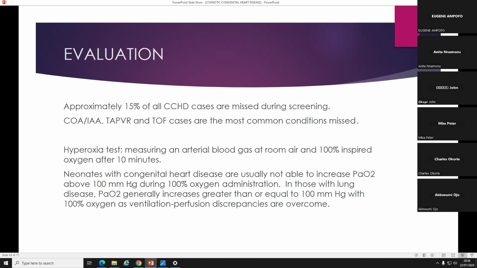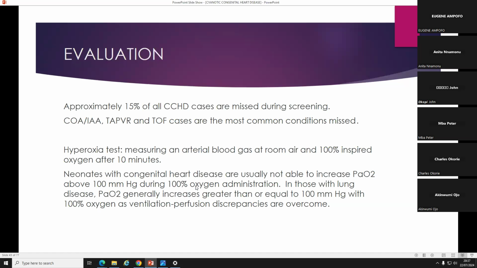As part of evaluation, we also consider the hyperoxia test. This basically means doing an ABG, arterial blood gas at room air, and again in 100% inspired oxygen after 10 minutes. In neonates with congenital heart disease, they are not able to increase oxygen partial pressure above 100 millimeters of mercury during 100% oxygen administration. They can't go above 100 with 100.